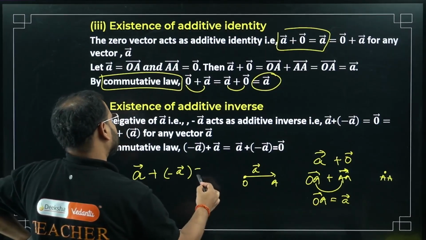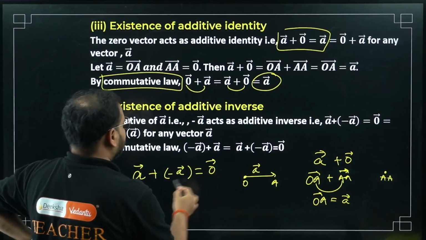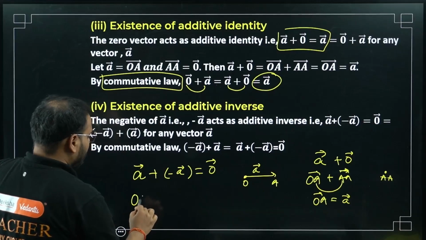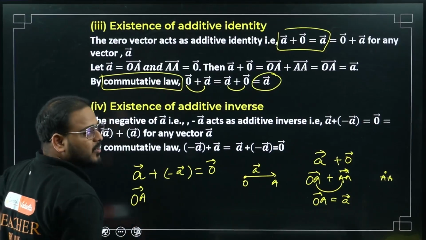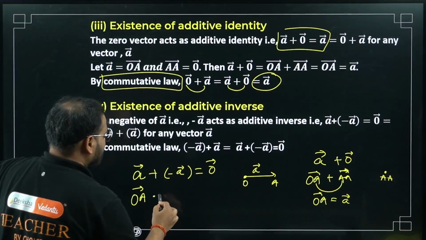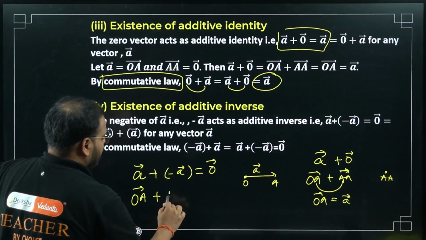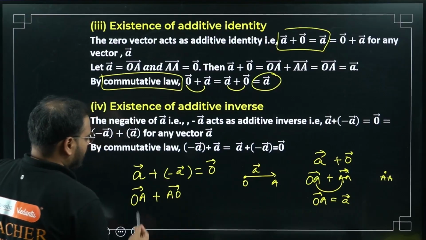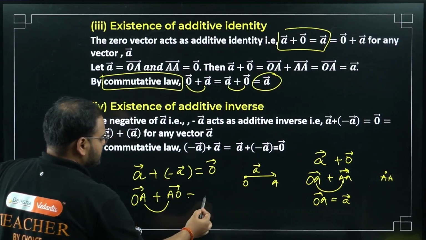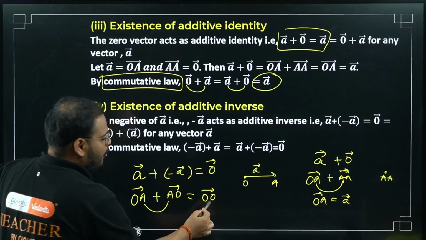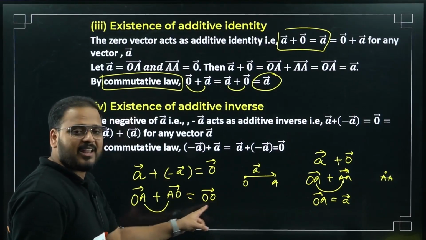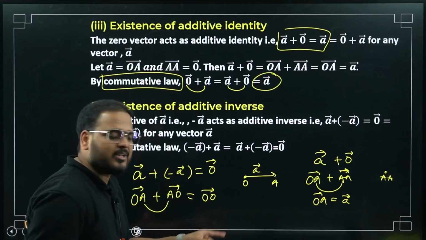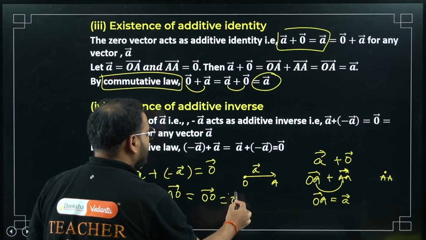The answer is 0, sir. I'll show you. Let's say vector A is OA, no? So add OA. Negative of A means I have to reverse the points. So plus AO. OA plus AO is how much? Sir, it's OO. OO means the same initial and terminal point. What is the answer? 0 only, no?